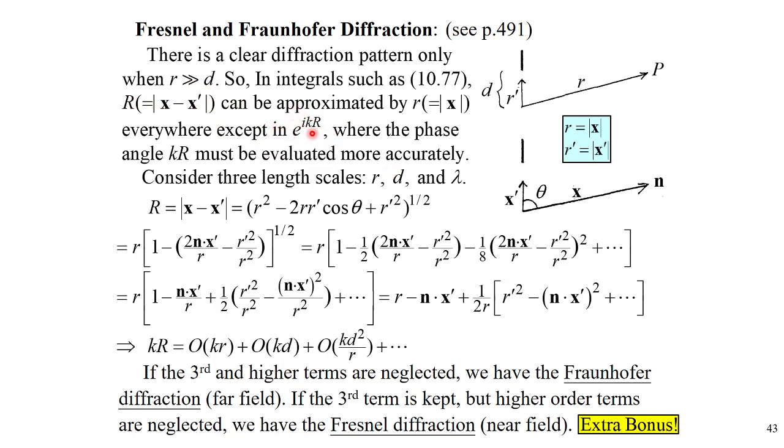We talked about this issue before: the phase angle kR must be evaluated more accurately. However, the others you can omit. So let's consider 3 length scales: R, D, and lambda. R is the observer distance. D is the size of the aperture. And lambda is the wavelength of the incoming wave. And R equals the absolute value of x minus x prime, equals (R squared minus 2 R R prime cosine theta plus R prime squared) to the 1/2 power.